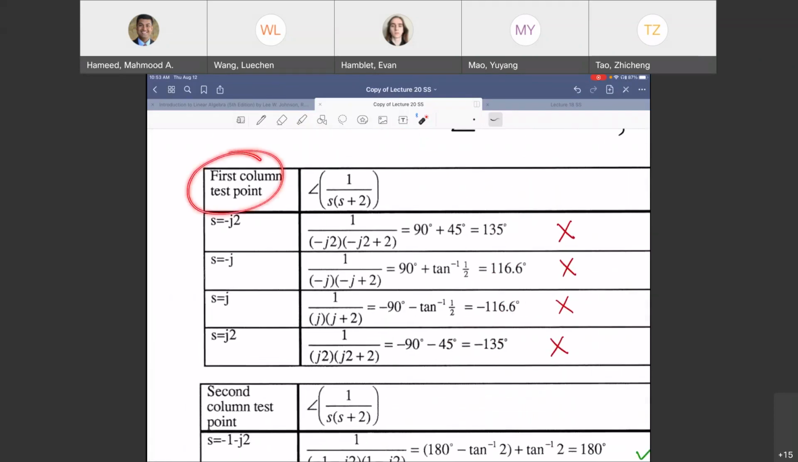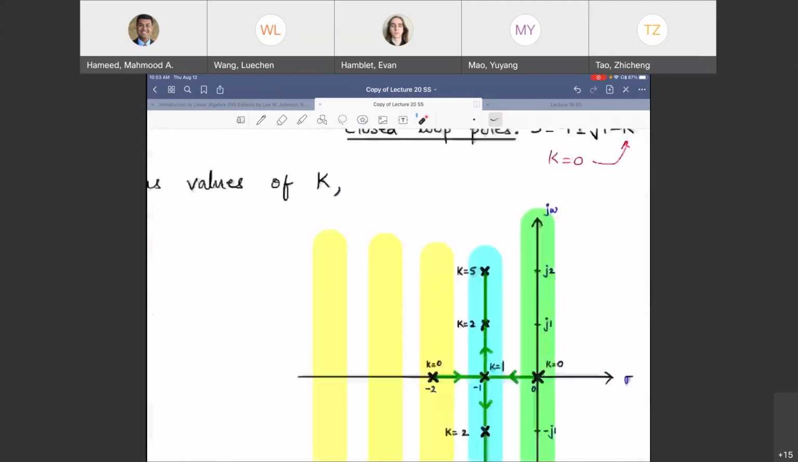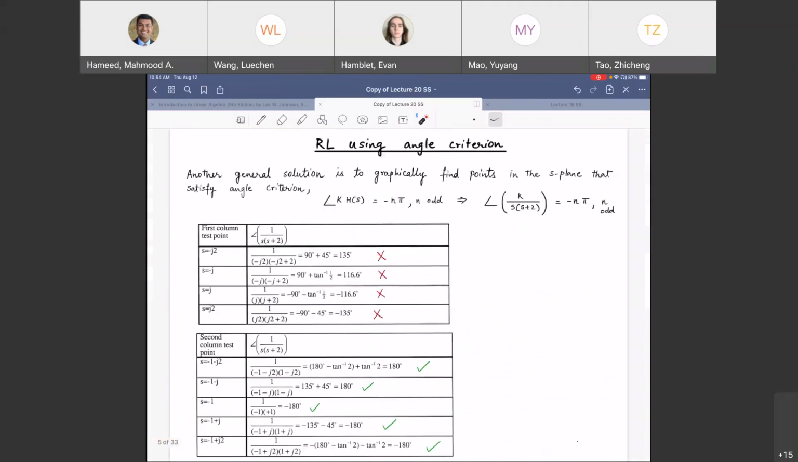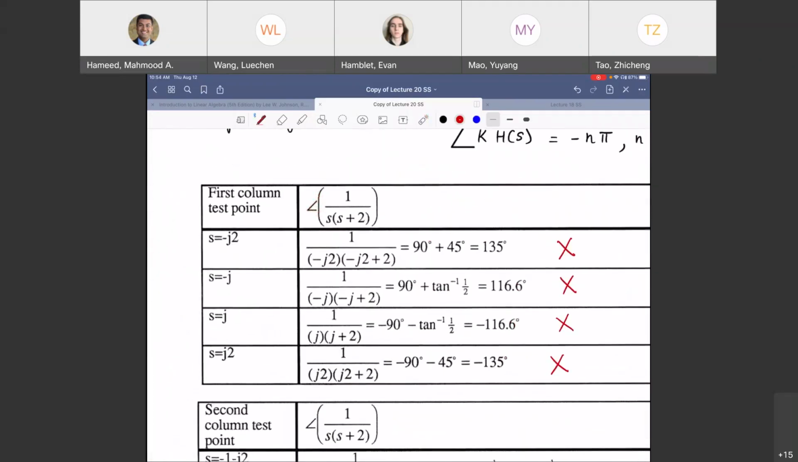Our first column of test points, highlighted in green, was the j omega axis. On the j omega axis, what is the value of s? Well, I have 5 points that I'm considering over there: plus 1j, plus 2j, minus 1j, minus 2j. These 4 points are being substituted in the angle. This is literally the angle of k, h of s, g of s, and you are checking whether this is an odd multiple of pi or not, when n is odd. And because g of s in our example is 1, we literally are checking for k h of s. H of s is given, 1 divided by s times s plus 2.